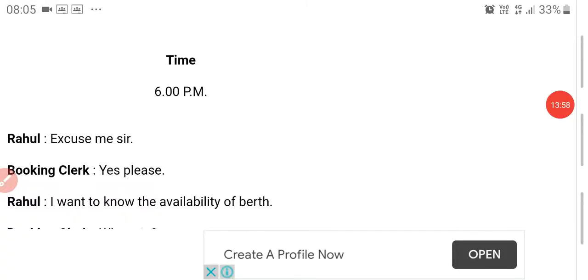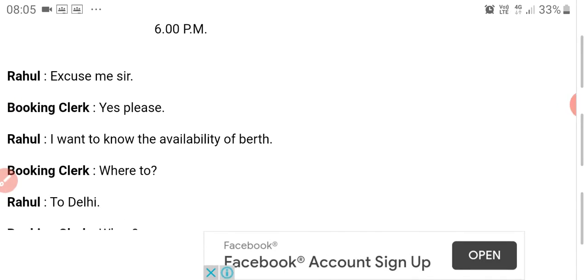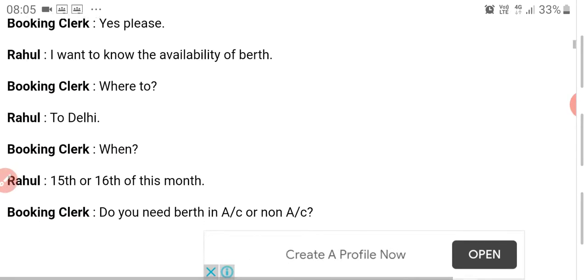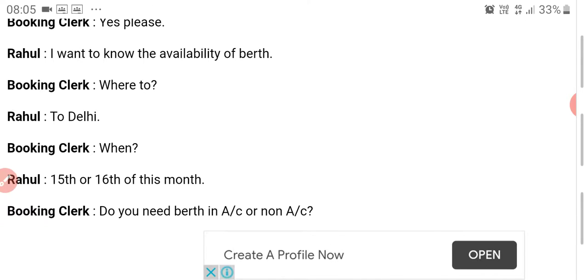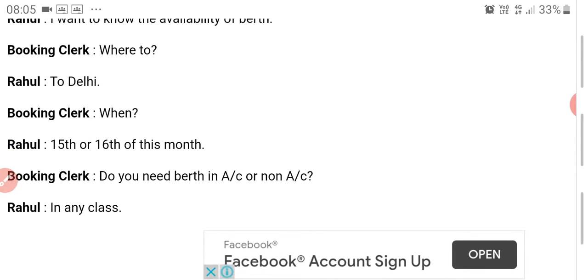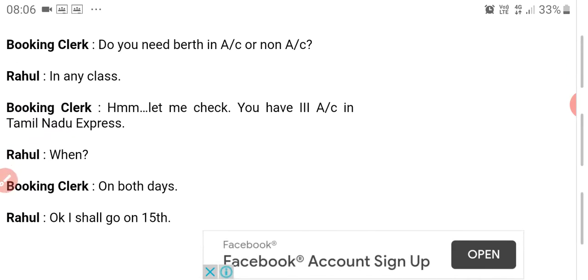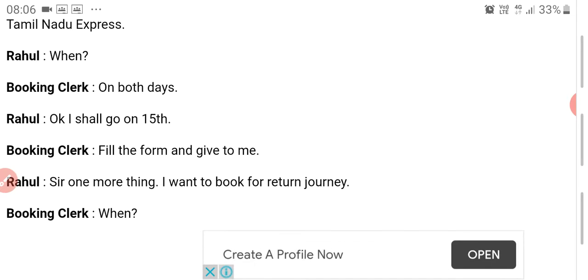Now here is another example. Excuse me, sir. Yes, please. I want to know the availability of berth. Where to? Where to as in where? For where? For which place? To Delhi. When? 15th or 16th of this month. Do you need berth in AC or non-AC? In any class. Let me check. You have third AC in Tamil Nadu Express. When? On both days. Okay, I shall go on the 15th. Fill the form and give to me.